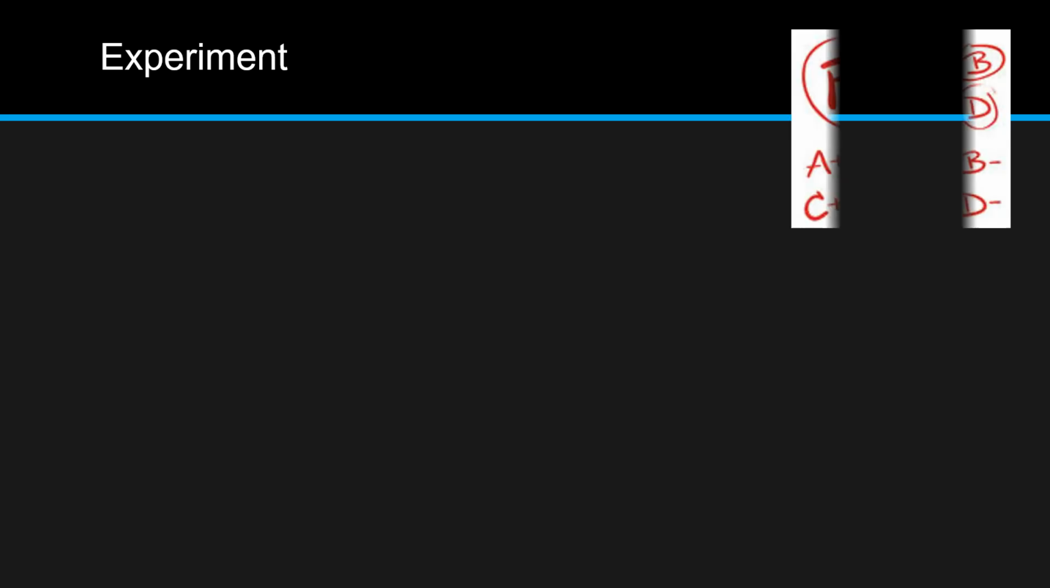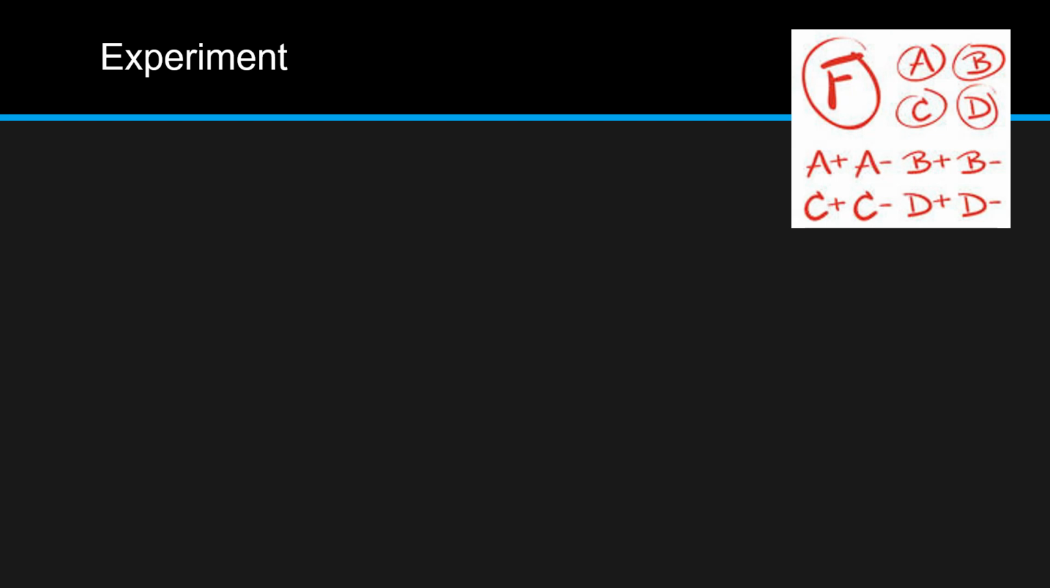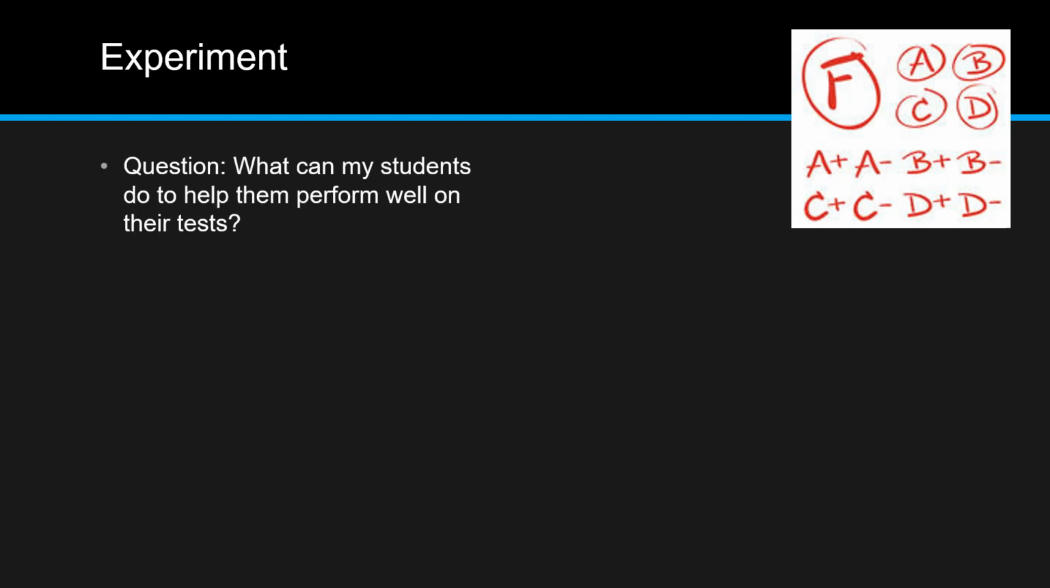As a science teacher, I care about the success of my students, and success is often measured by test grades. I would love it, and I'm sure you would too, if all students earned A's on their tests. But how? I could ask the question, what can my students do to help them perform well on their tests?